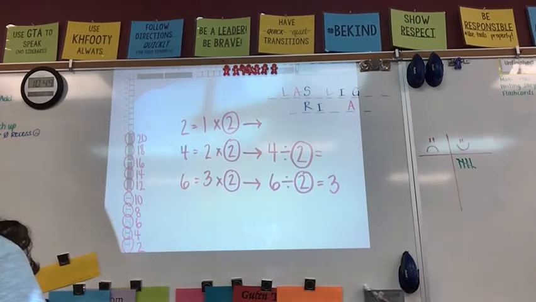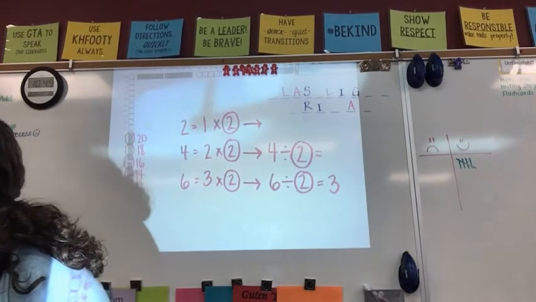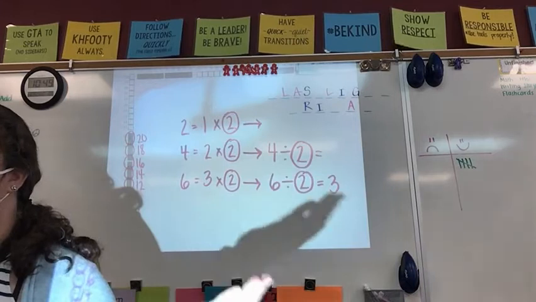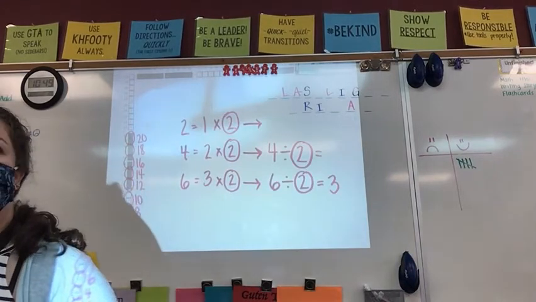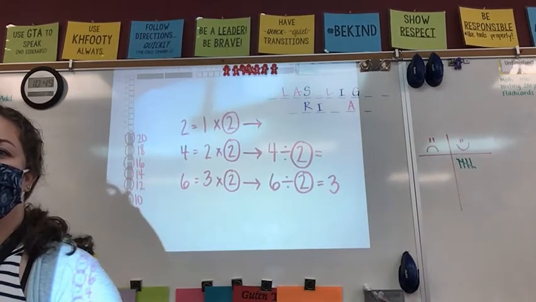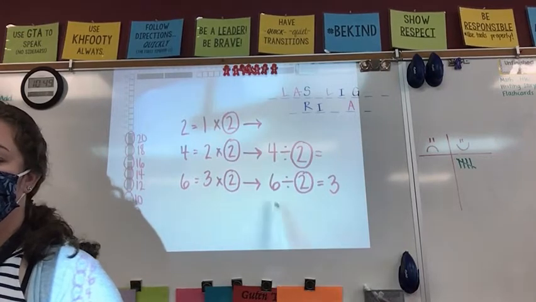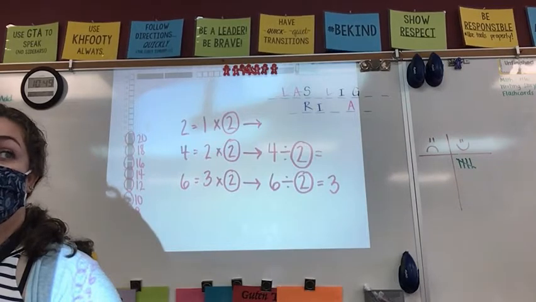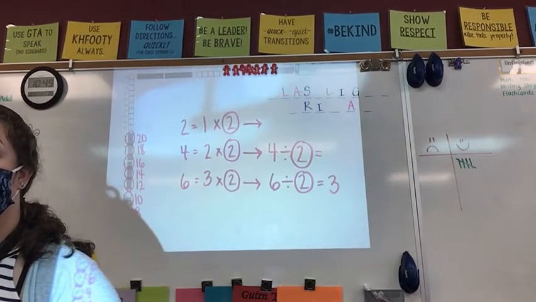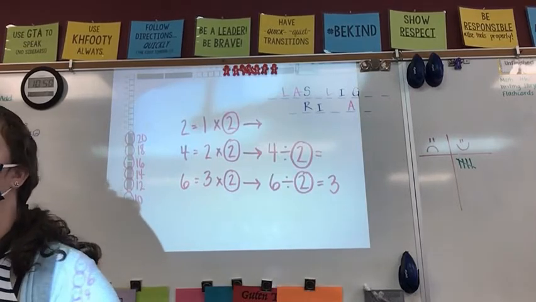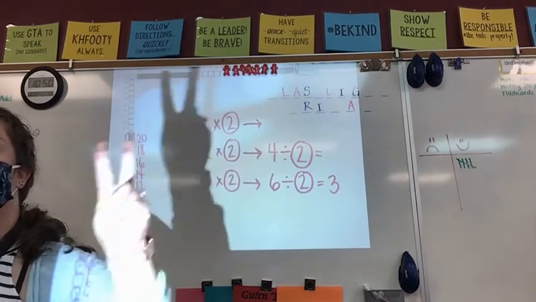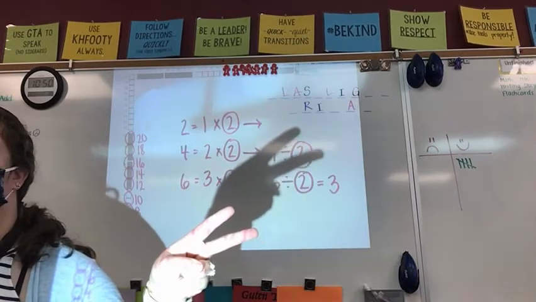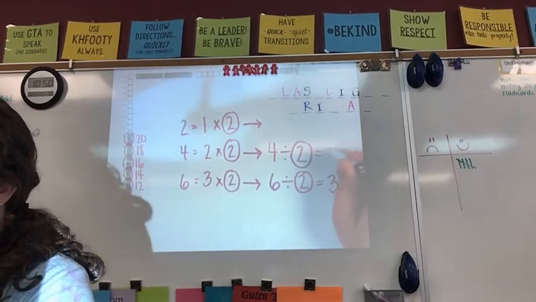How can I use my fingers to figure out how many 2's it takes to get to 4? Who remembers how I did it for my 6 divided by 2 equals 3? Can we count by 2's? Yes, let's count by 2's and see how many it takes to get to 4. Ready? 2, 4. How many groups did it take? 2.